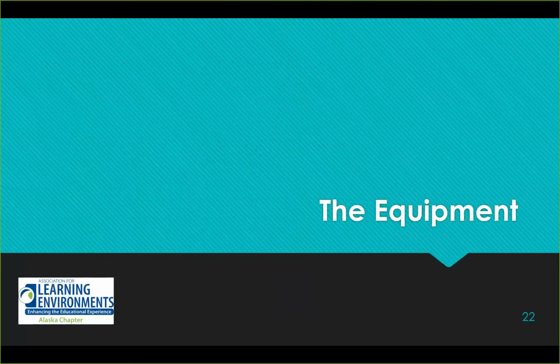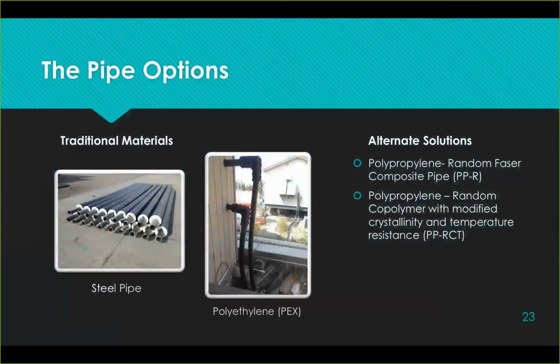So what are some of the parts and pieces? What are the things that we need to use and consider and have some knowledge about? The first thing is our piping options. Traditionally, waste heat systems, like I said, are not new. They've been around a long time. And traditionally, we used steel pipe and insulated it, or we put PEX in the building. Both of these have their limitations.